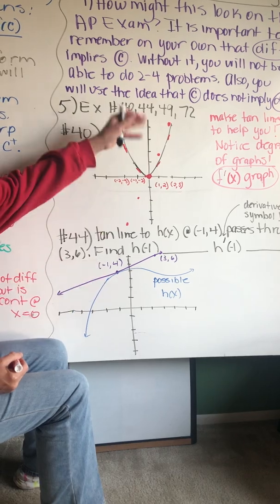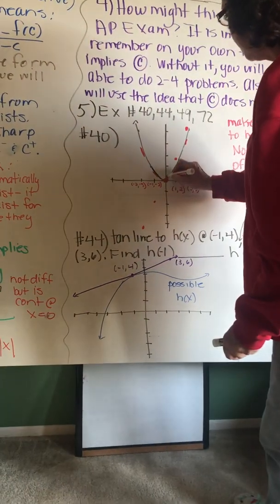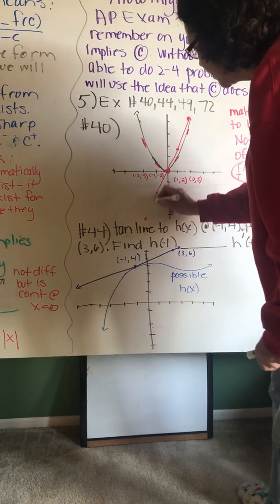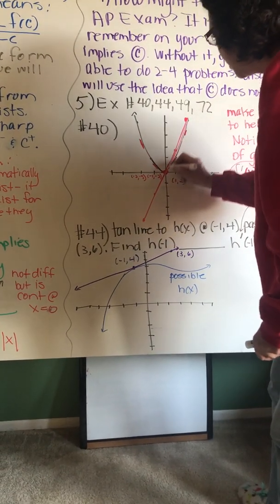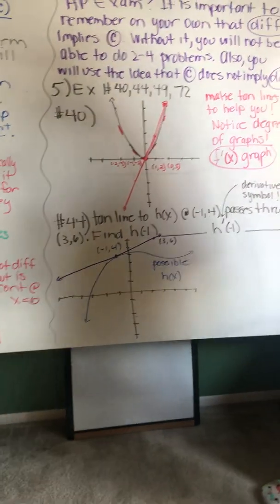There we go. See these red points? I'm going to connect them, and that makes the derivative graph. That's supposed to be a straight line. That's just my bad drawing. There we go. That is your first derivative graph.